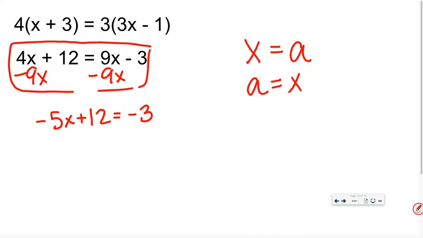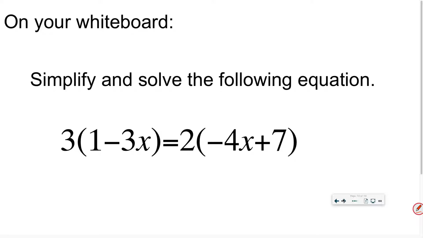Today's not the only day we're doing this. Here's what you're going to try on your whiteboard. If you don't have a whiteboard, do it in your binder. Here's your problem. I'm intentionally giving you distributive properties so that we can constantly practice. But let's solve that equation. Go ahead, you try. Solve that equation. Simplify and then try to solve.